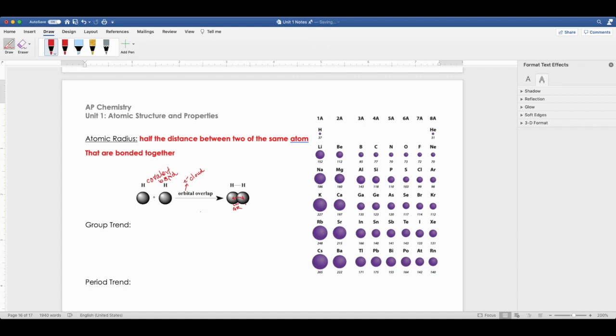And if I take a look at this really nice image off to the right here, this shows the atomic radius in units of picometers. I don't think it's listed here, but every one of these values is in units of picometers.